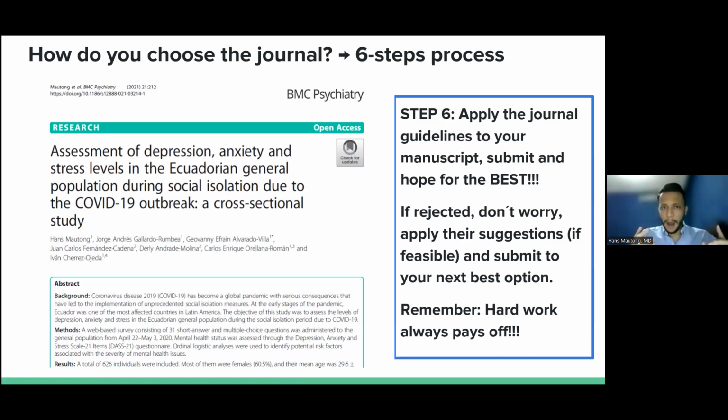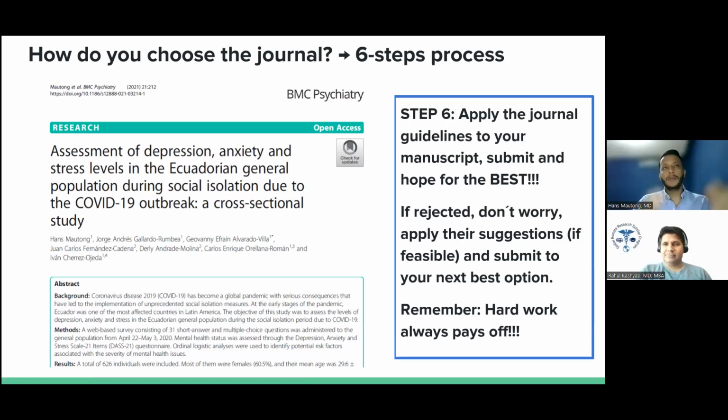I remember I have a paper that was rejected over 6 or 8 times. And we were able to tweak it, improve the paper, and submit it to a good journal. So hard work always pays off. And to end with our example, this is the paper that we were able to publish in BMC Psychiatry. This is my first author paper, so it's my pride and glory. So yeah, if you put in the work, I assure you, you will end up with the results you want. Okay, so that's that.